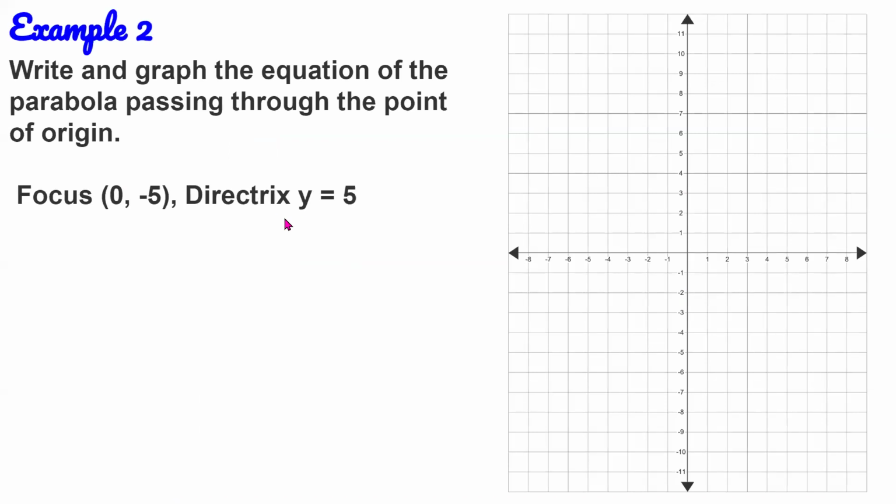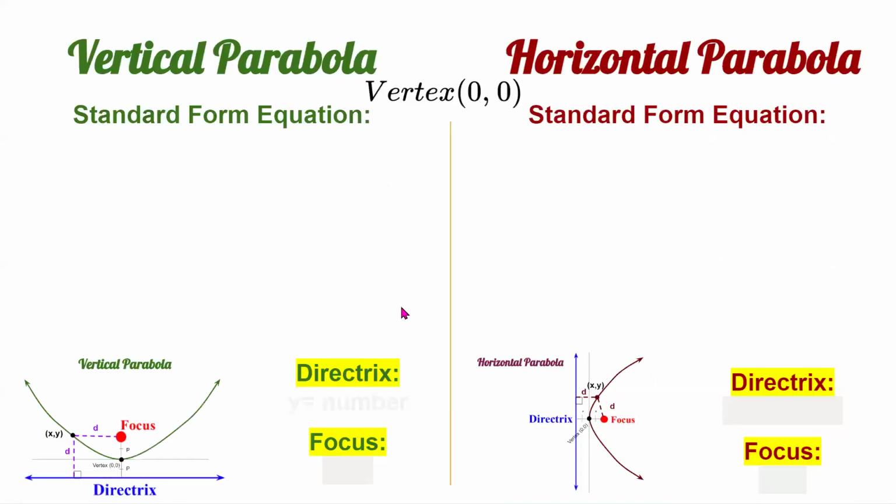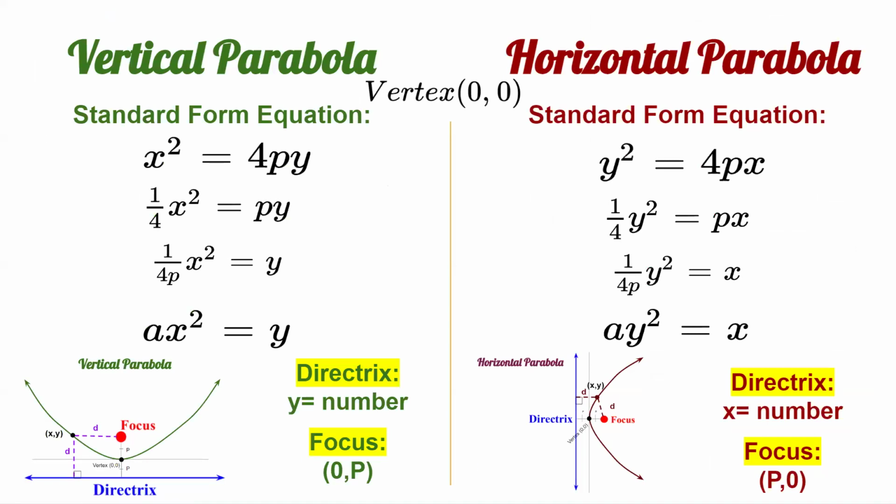Focus at 0, -5, directrix at y equals 5. Work with your neighbor or by yourself. I have y equals a number. So which one tells me that I have y equals a number, vertical or horizontal? Look back at your notes where I told you this part. My directrix says y equals a number or x equals a number. So which one is it? It's going to be vertical, so it will open either up or down.